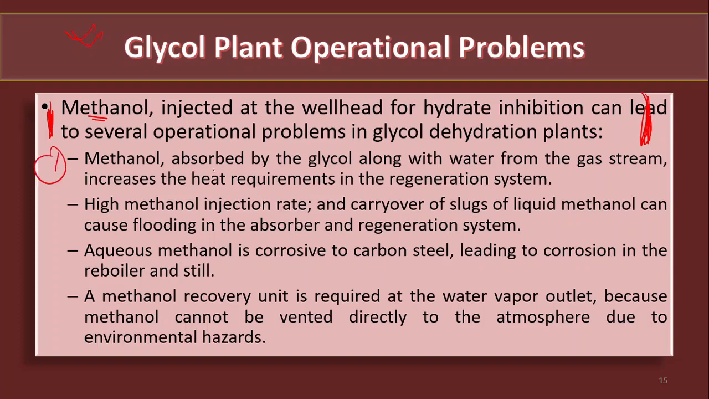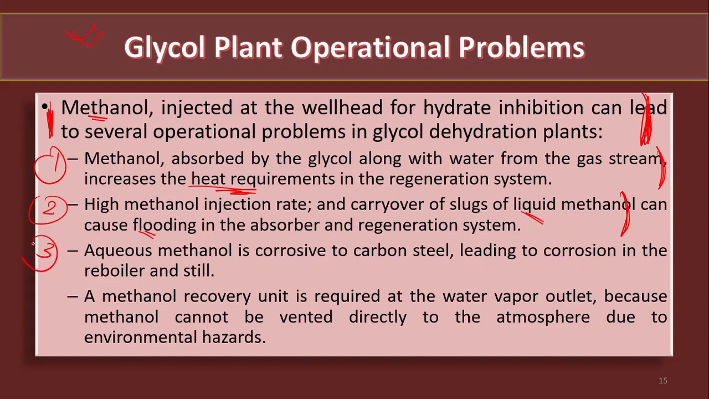The first problem: methanol absorbed by the glycol along with water from the gas system increases the heat requirement in the regeneration system. It means the methanol is also absorbed with the water, which creates a problem because we require more and more heat in the regeneration system for the glycol. The second problem: high methanol injection rate and carryover of slugs of liquid methanol can cause flooding in the absorber and regeneration system. If the methanol rate is very high, there are chances that the methanol is converted into the liquid phase, and that can cause flooding in the absorber and regeneration system.